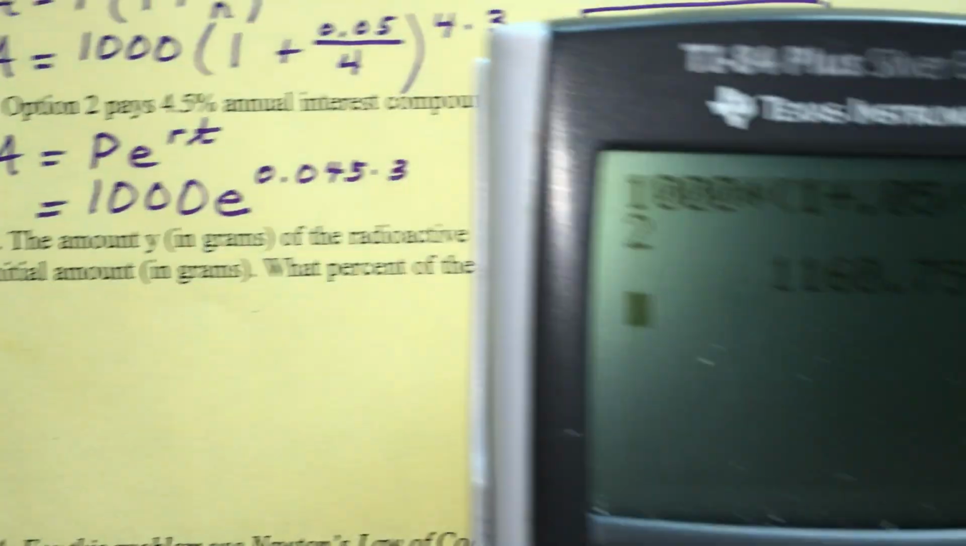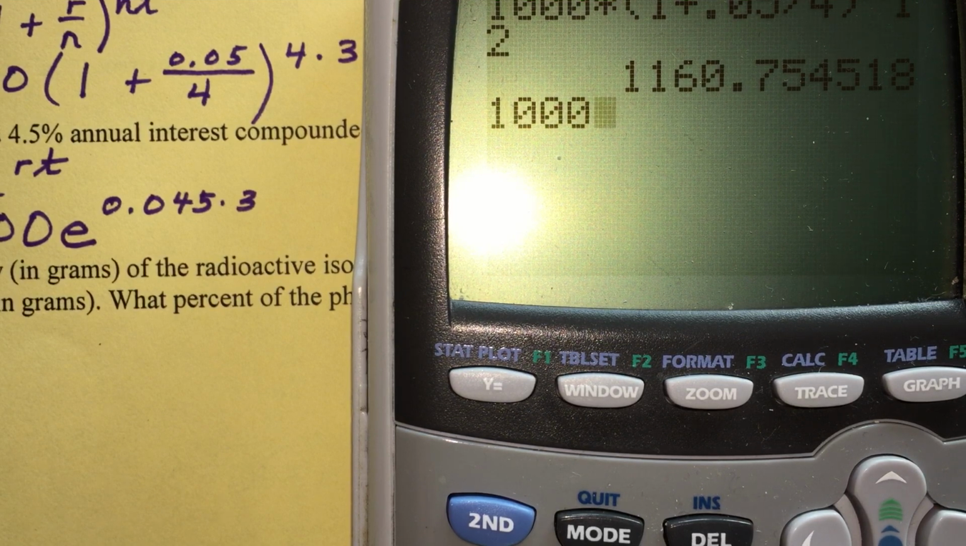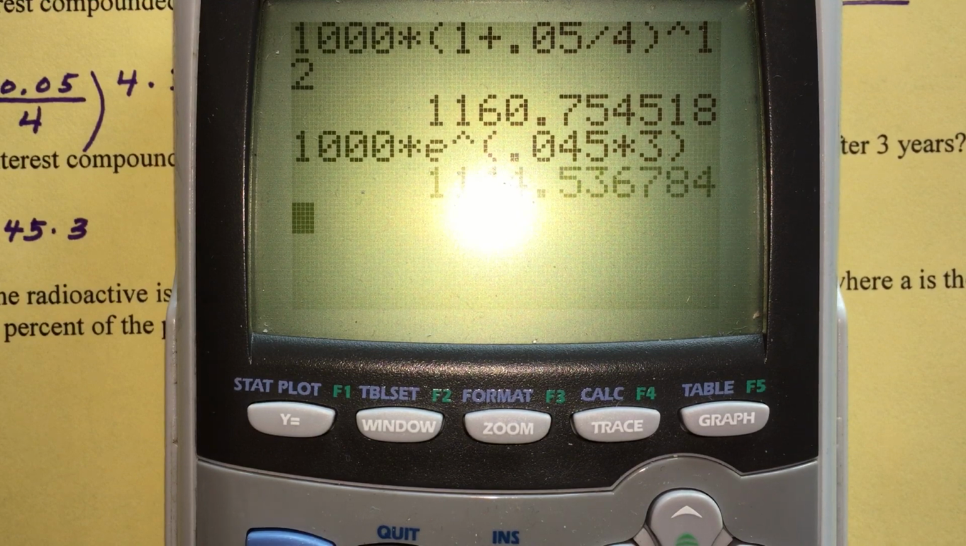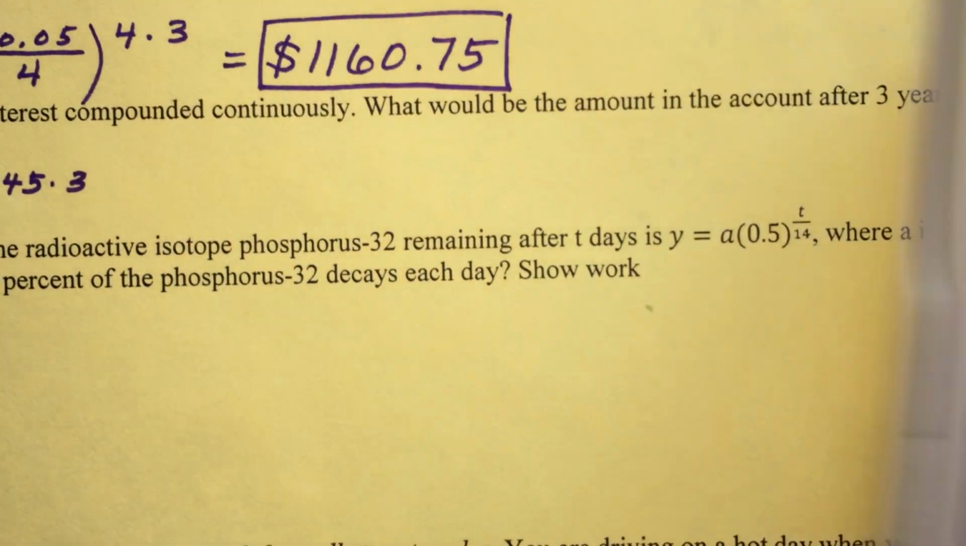Let's put that into the calculator as well. So 1,000 times second ln will give you e to the 0.045 times 3, and this one is 1144.54 if we round up there, so 1144.54.